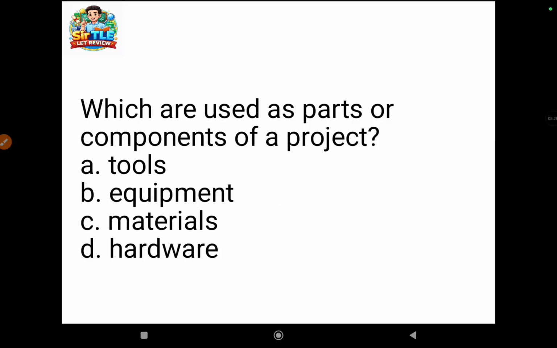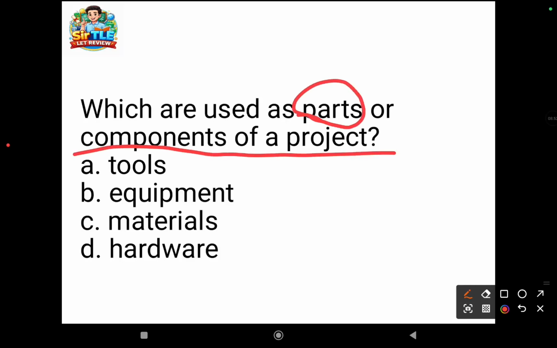Okay, last question. Which are used as parts or components of a project? A. Tools. B. Equipment. C. Materials. Or letter D. Hardware. What is your answer? So, it is used as parts or components of a project.